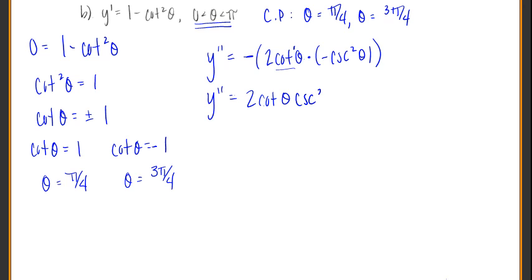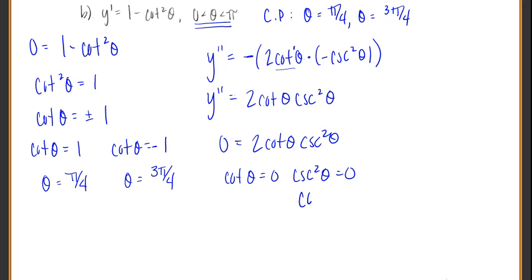And when we set that equal to 0, it's already in factored form. So when does cotangent theta equal 0? And when does cosecant squared theta equal 0? Or cosecant, if we take the square root of both sides, just when cosecant theta is equal to 0. Well, we already decided that cotangent is going to be 0.